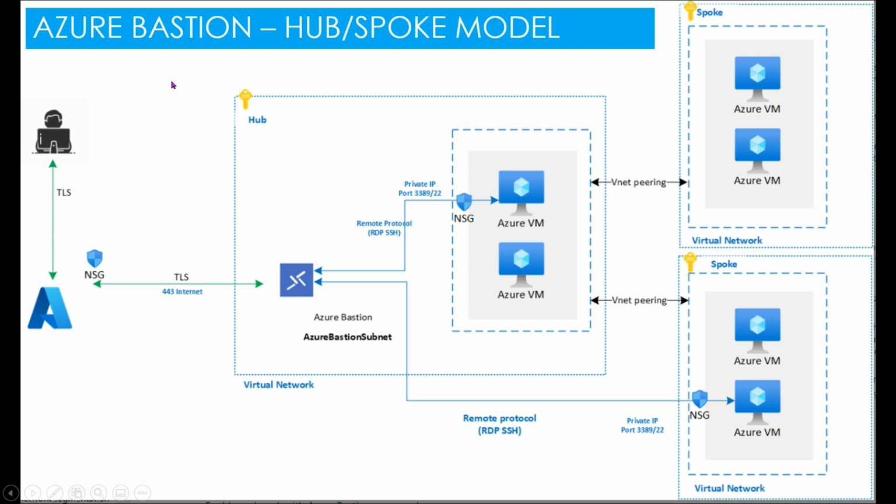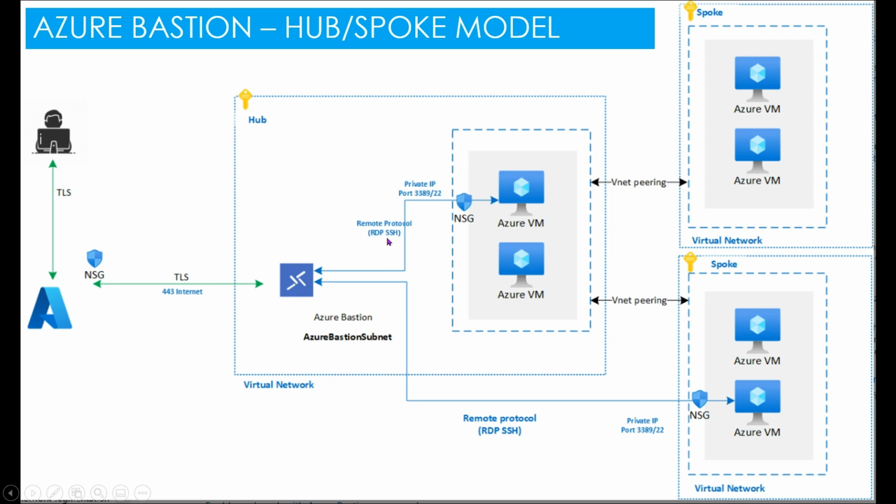Now coming to the general architecture. As an administrator, we access the Azure portal using 443, and from there we use the Bastion service, again accessed using a 443 and SSL enabled connection. From the hub VNet, you can access all the virtual machines residing on the hub VNet, as well as all the virtual machines on your spoke VNet or workload VNet, provided we have VNet peering in place.